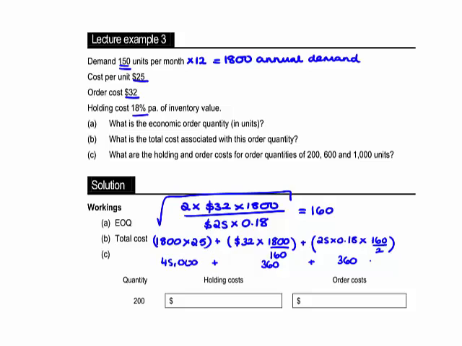So the total costs then will be $45,720. Now, if you notice that the holding costs and the ordering costs are the same, that's not a coincidence. That's what the formula is doing. It's setting those equal. So we're going to have those costs minimized, and we'll see why in a moment.